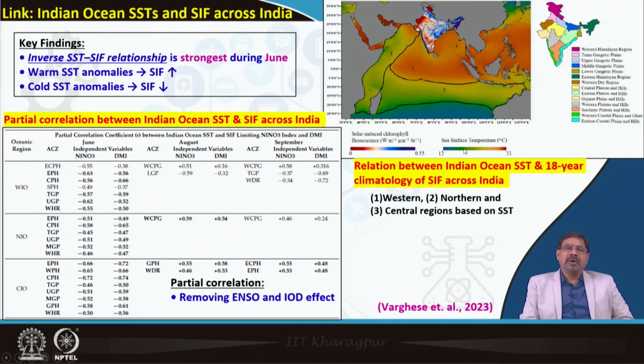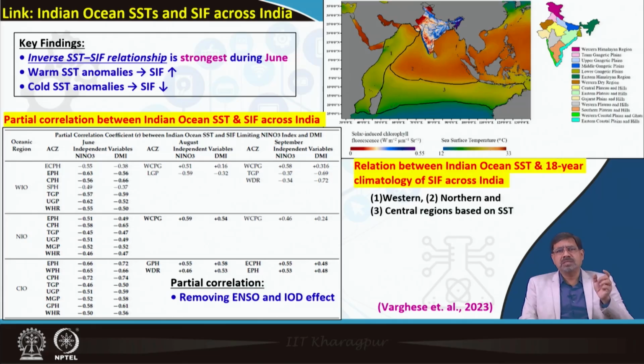Now, let us have a look at what our group has done. With this bit of understanding, our group from the Spatial Analysis and Modeling Lab has tried to relate the Indian Ocean sea surface temperature, which is an oceanic phenomenon, the oceanic part, and the sun-induced fluorescence, which is represented in terms of SIF.